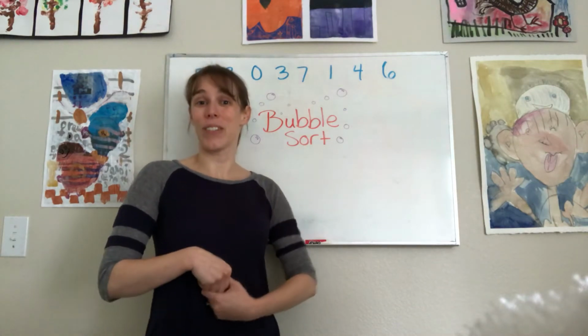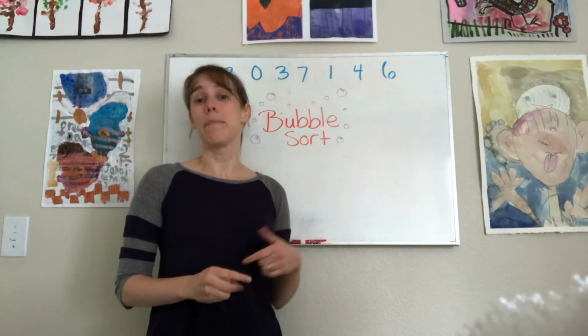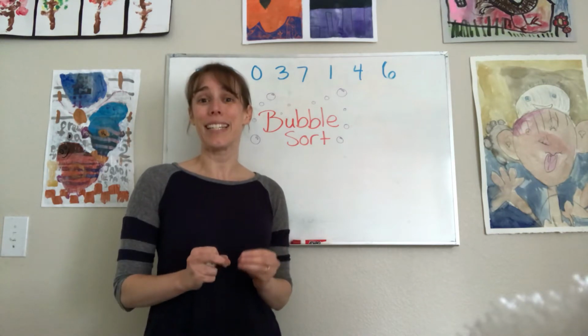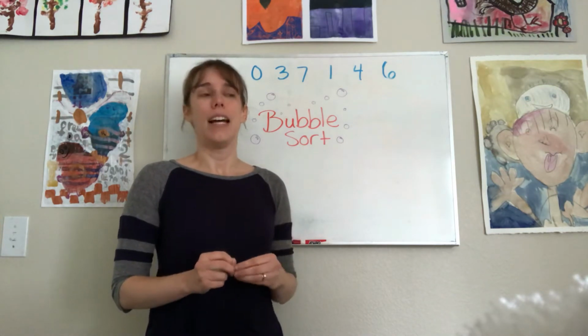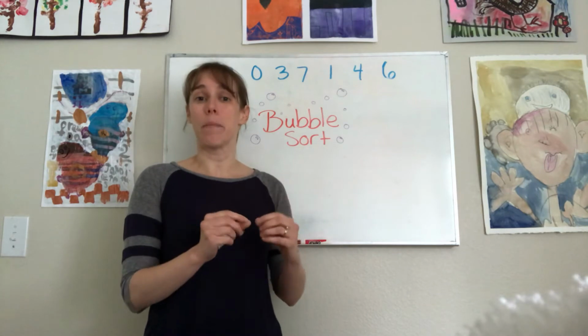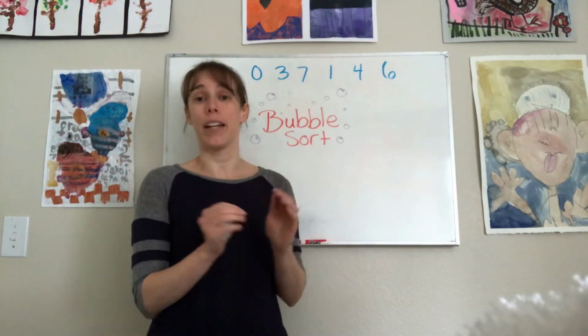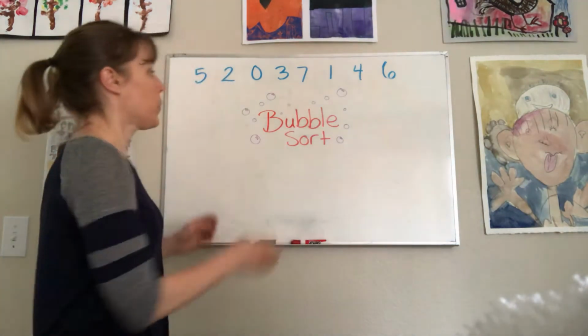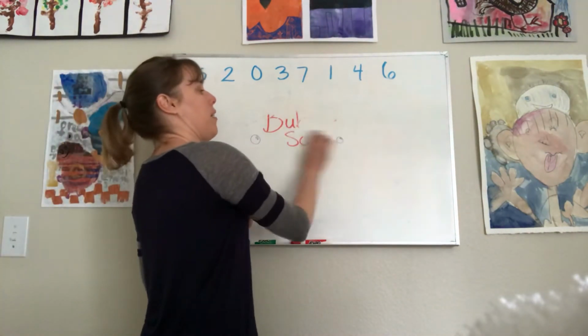Our very first sort to write is bubble sort, and its claim to fame is that it's pretty much the easiest one that we learn how to write. The idea is that the biggest numbers are going to bubble their way up the array until they get to the top. So we'll start with this one.